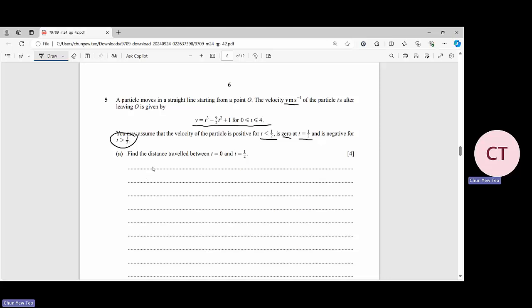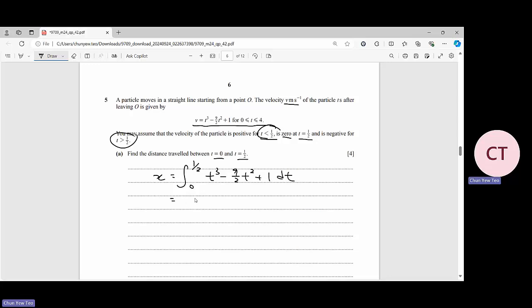Find the distance traveled between t equal to 0 and a half. Okay, so the distance traveled between 0 and a half, that means you just need to find the integration from 0 to a half. Because they mentioned less than a half is positive, that means the graph will be above the horizontal axis. So just integrate v, t cubed minus 9 over t squared plus 1, dt.